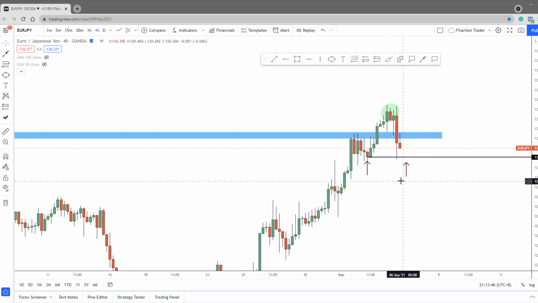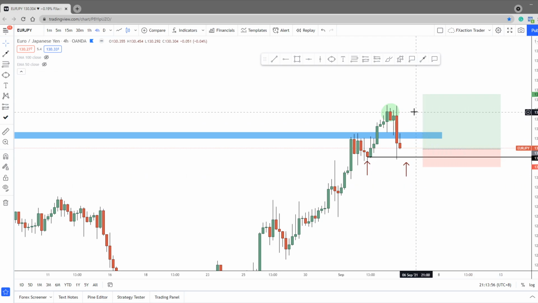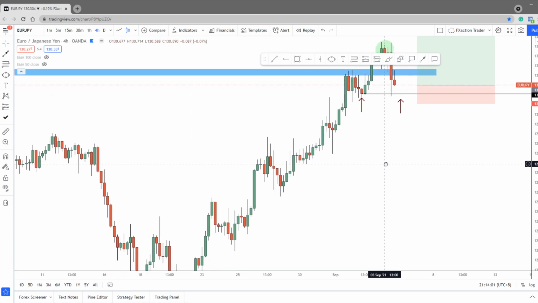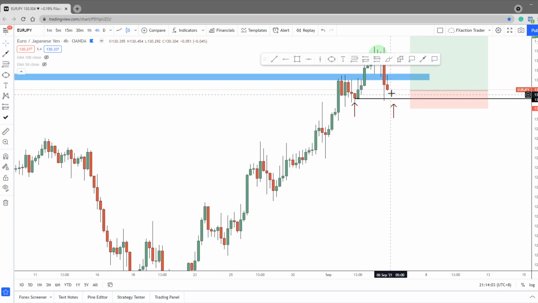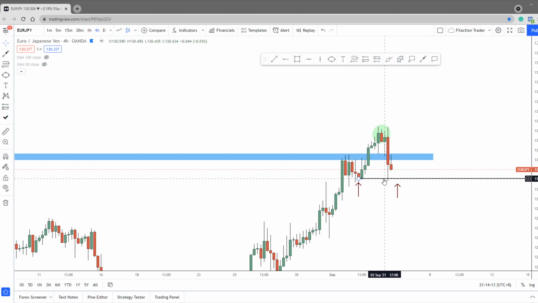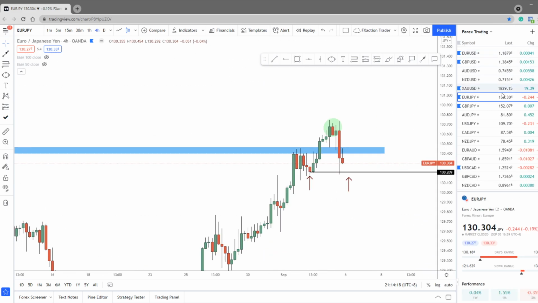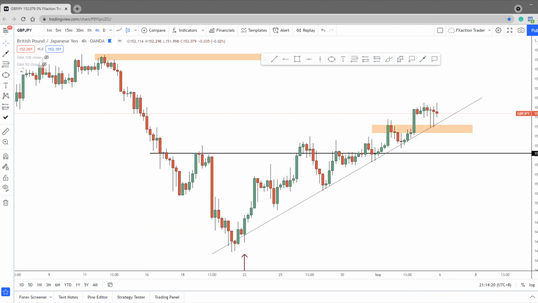In other words, if the market does not break below this level, there is still a high chance for us to look for a buy trade. If the market breaks below this level, there is a high chance for the market to continue dropping until the next key level. So we are going to monitor the market closely this week, especially when the market is going to retest the key level at 130.209.